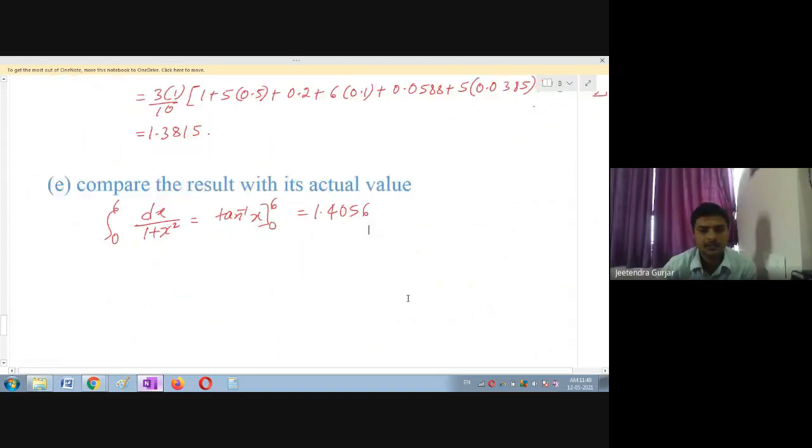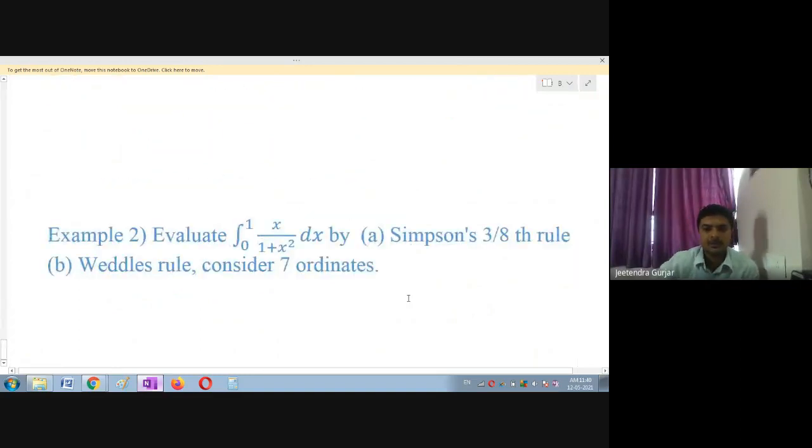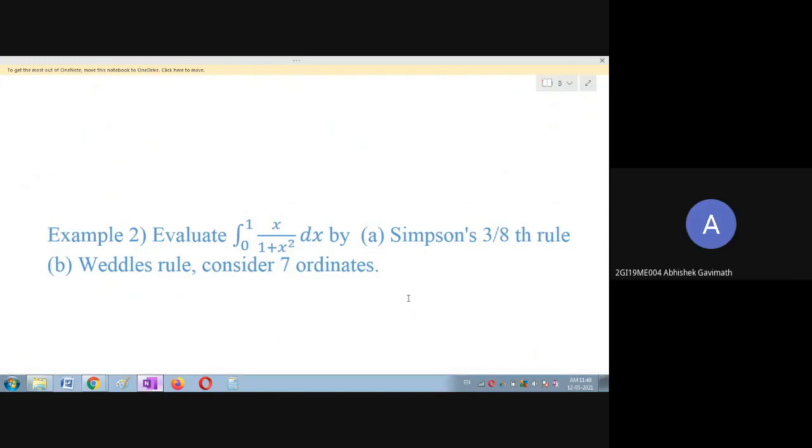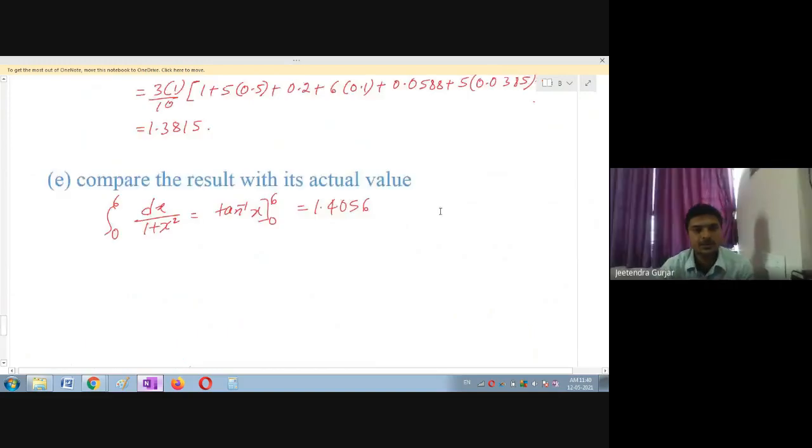So now the next problem is there. Will you solve this problem? Yes, sir. Students: what to write in the conclusion? Is Weddle's rule more appropriate, or what? Conclusion means this is the conclusion.